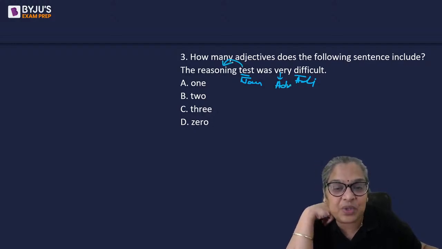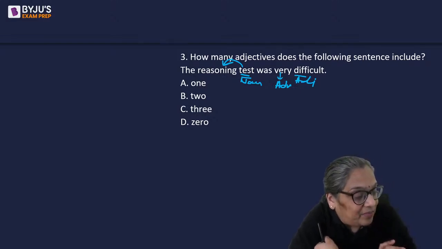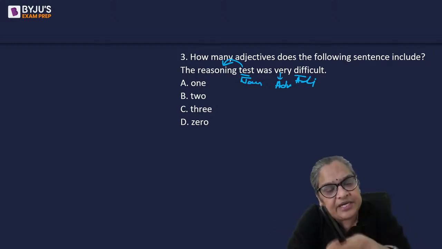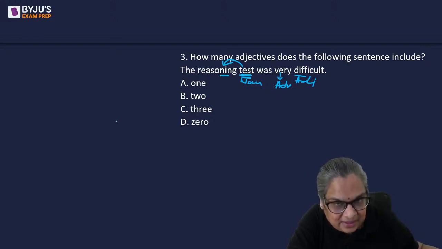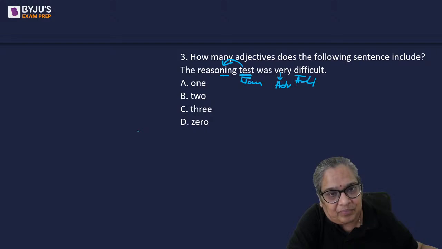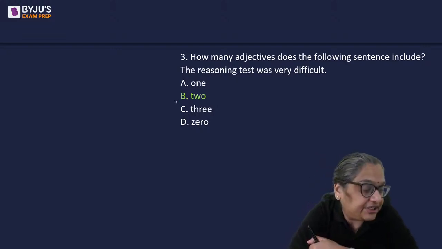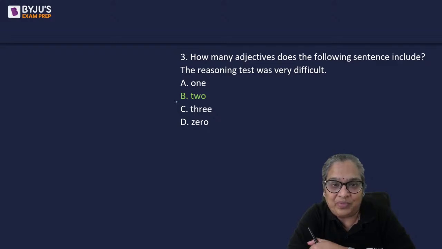Acha, what test was it? It was a reasoning test. Ye quant ka bhi test ho sakta hai, English ka bhi test ho sakta hai. So reasoning here is an adjective describing the test. It's like tall boy, black dog. It's the same one. So there are actually two adjectives, reasoning and difficult. Very is an adverb. All right.